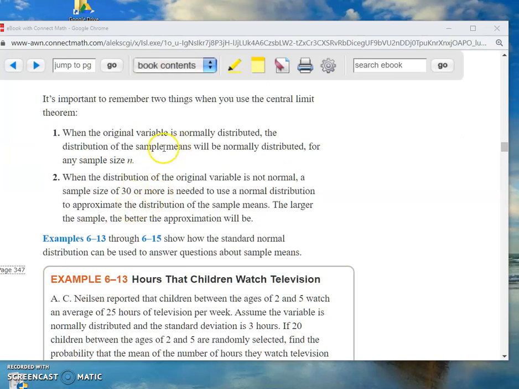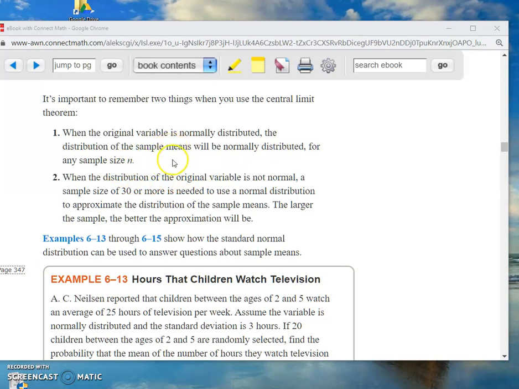Okay, there's only two possibilities. When the original variable is normally distributed, so you start with something that's normally distributed, the x bars will be normally distributed, and it doesn't make any difference what the sample size is. Okay, so easy peasy, not a problem whatsoever.